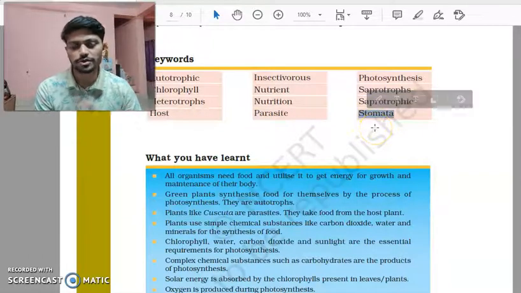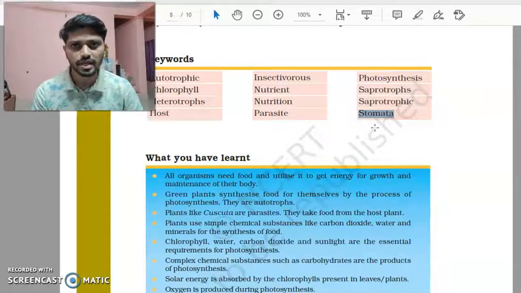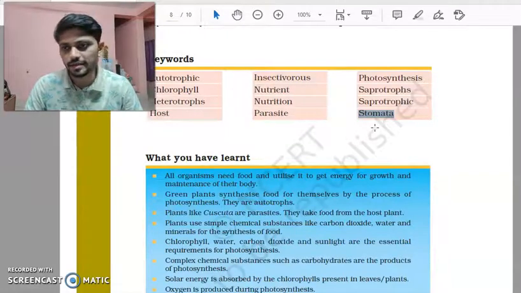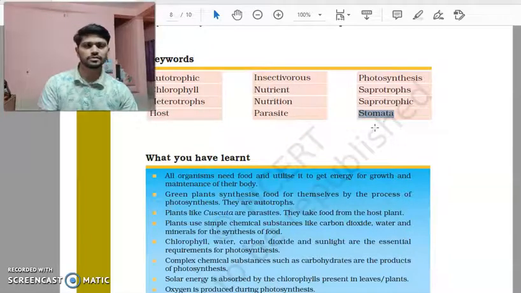And we have the last term, called stomata. We know that we have certain small pores on the surface of the leaf, which are responsible for fetching carbon dioxide from the air, and these are called stomata. So this is the highlight of the first chapter.